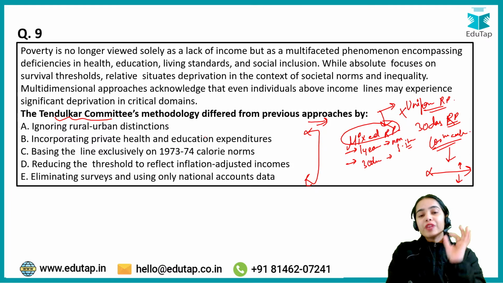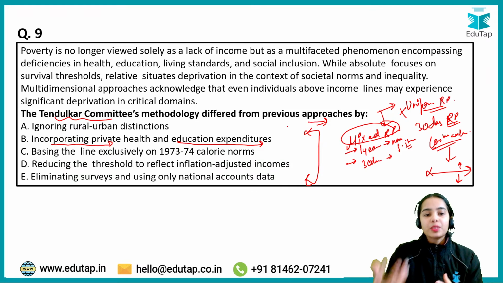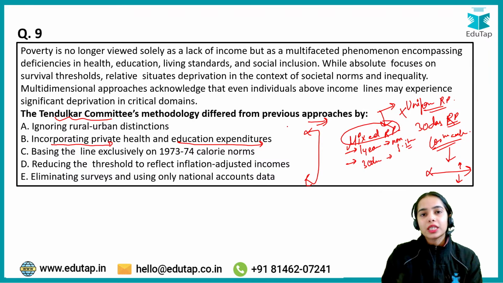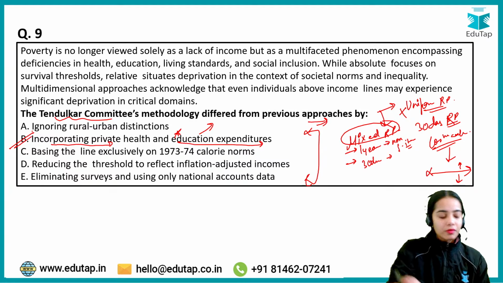Other than this, a very different approach adopted by the Tendulkar Committee was incorporating private health and education expenditure. Because previous to the Tendulkar Committee, it was assumed that the government is providing the health facilities and the education facilities, and the people are not spending on them. But the Tendulkar Committee said that no, the people do spend on health facilities and education facilities, and that's why the health and education expenditure should also be taken into account in the consumption expenditure and in the poverty line measure. Okay? So B is the answer here.